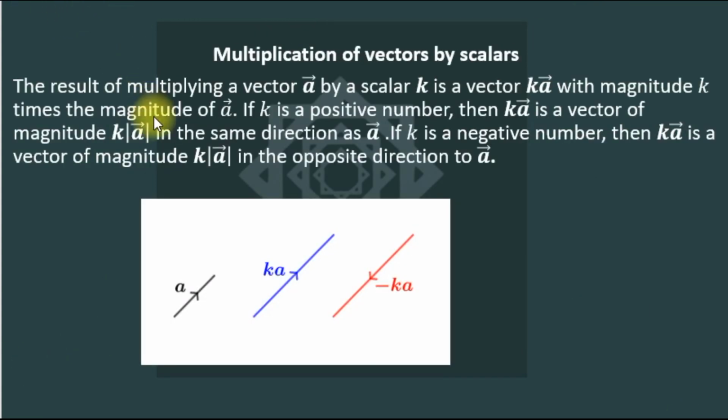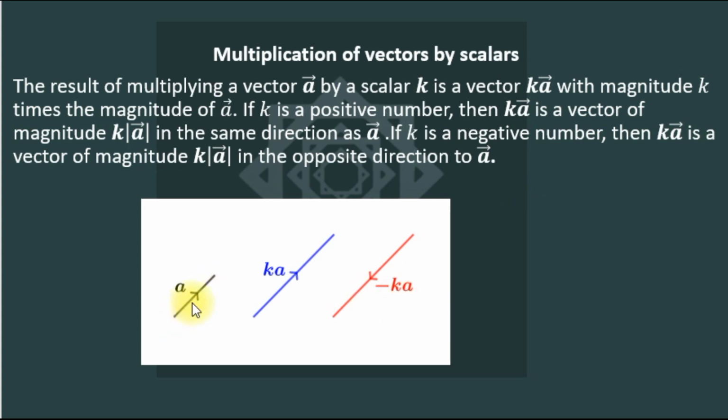So the next subtopic is multiplication of vectors by scalars. The result of multiplying a vector by a scalar is another vector that will move in the same direction as the original vector or in a different direction. If k is positive, it will move in the same direction as the former vector. But if k is negative, it will change direction.